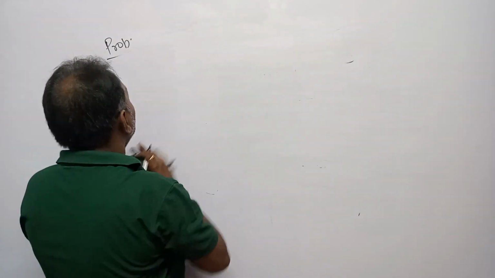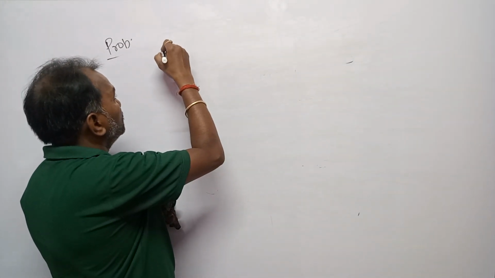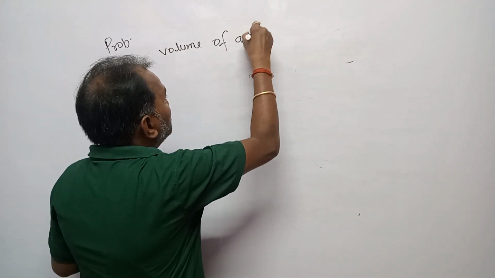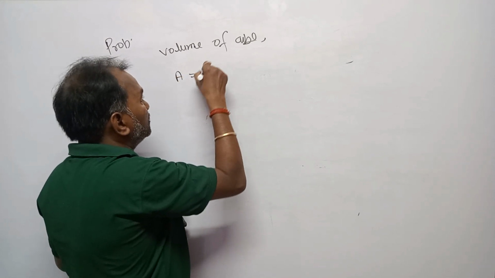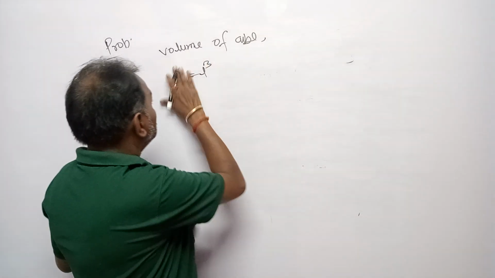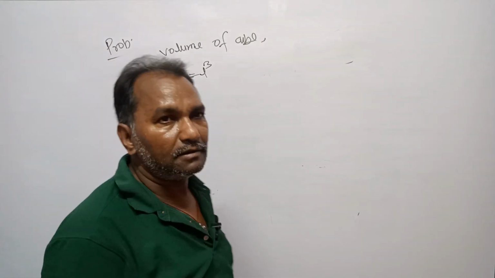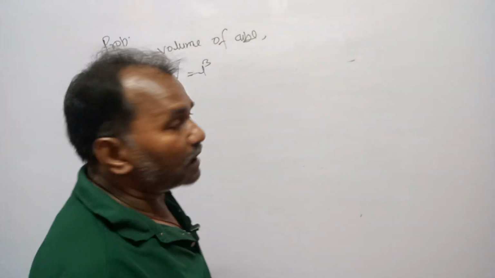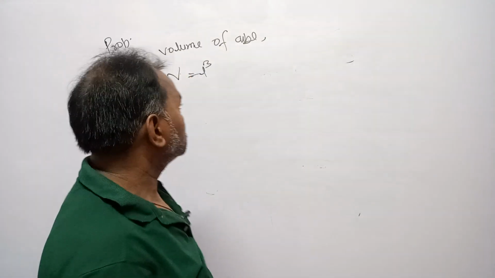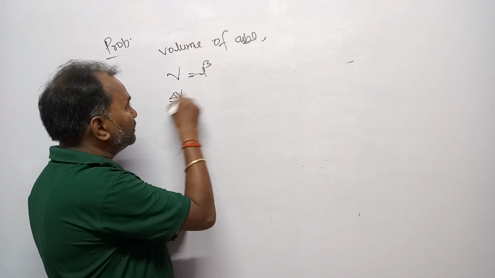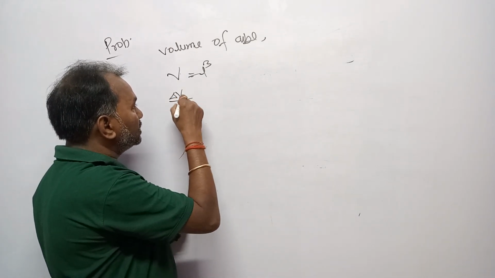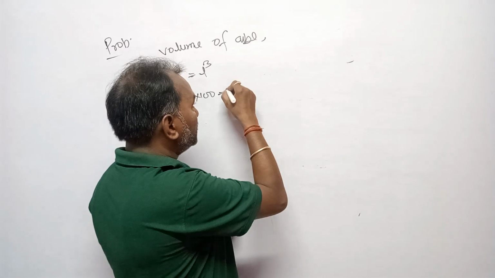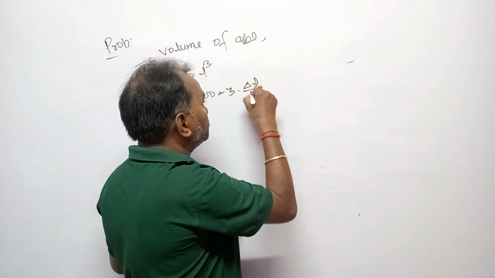Let's move further. Take the volume of a cube. Dear students, the volume of a cube works out to be V equal to L cube. So the possible percentage error in the value of volume, delta V divided by V into 100, since there is a power of 3, will be 3 delta L upon L into 100.